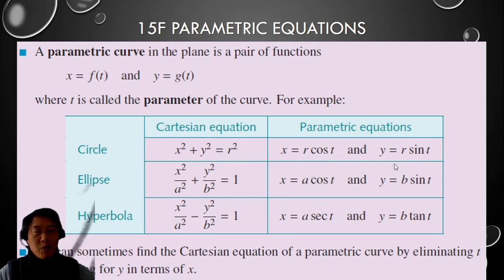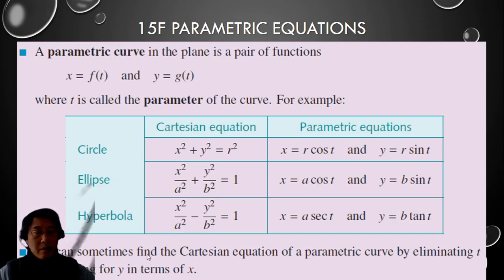Ellipse, very similar to a circle, except the first coefficient is not the radius this time. It's going to be the square root of the denominator of the respective x and y. So a for x and b for y. Now, if a and b were equal, you would end up with a circle. So a circle is actually a particular case of an ellipse, and it's something to remember.